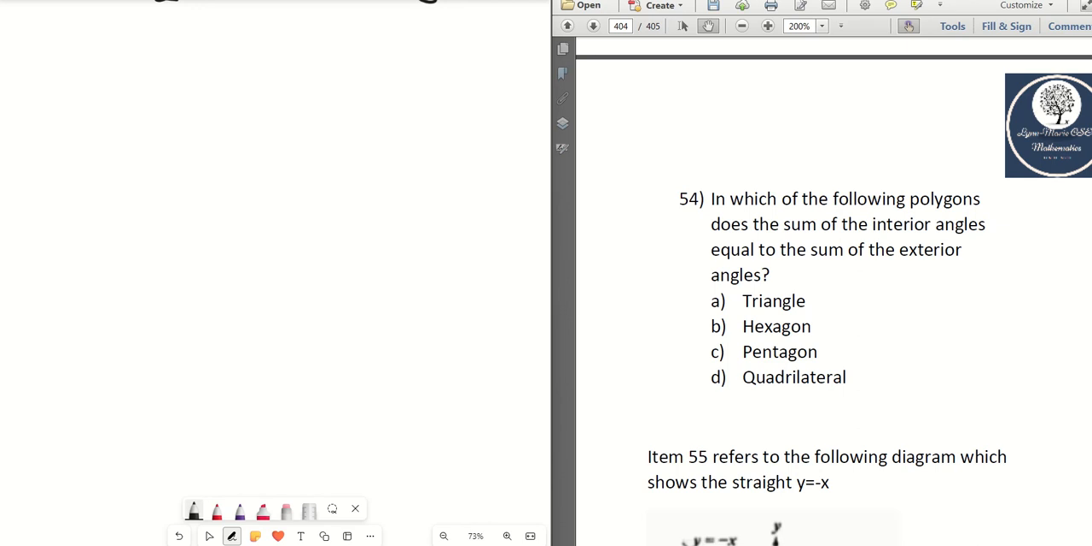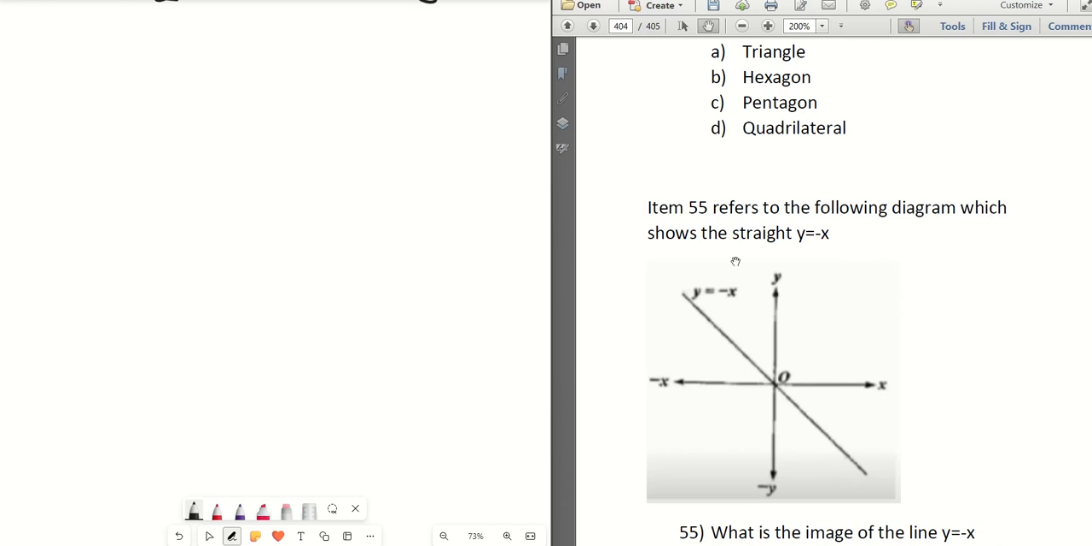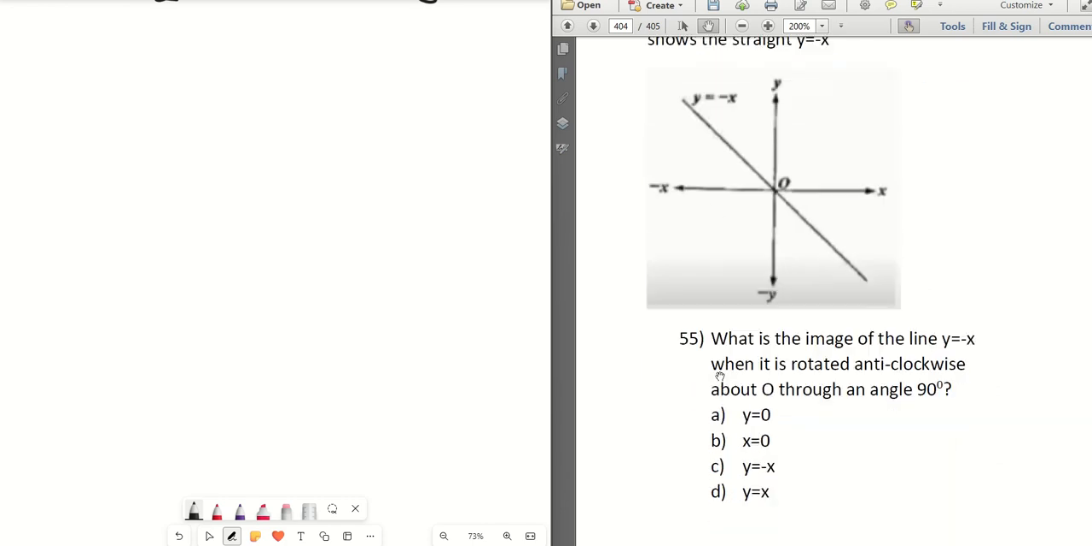Right, so 54 is D. 55 refers to the following diagram, which shows y is equal to minus x. Which is the image of y equals minus x when rotated anti-clockwise?